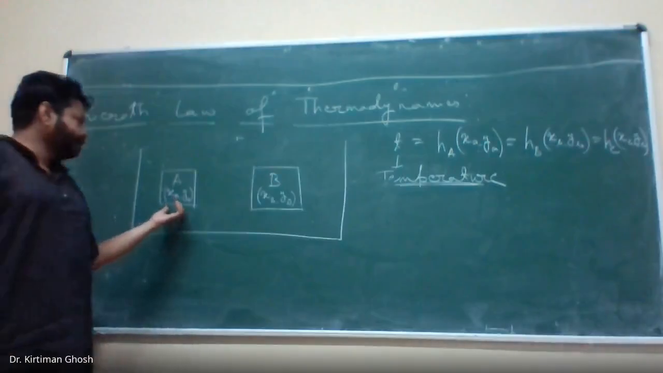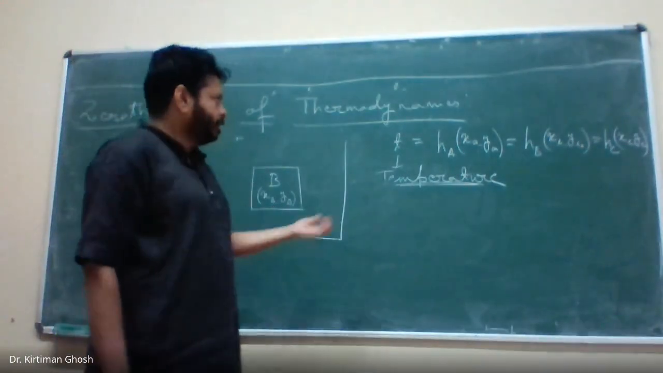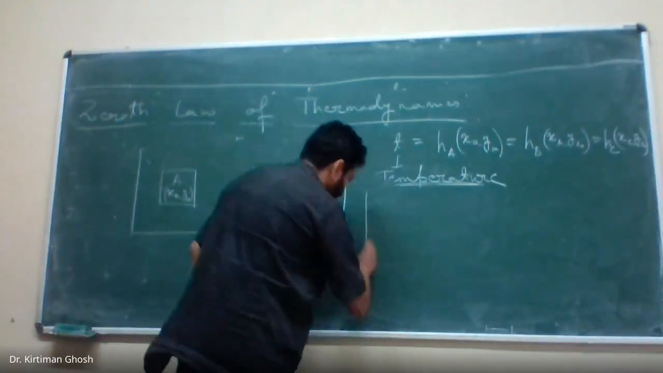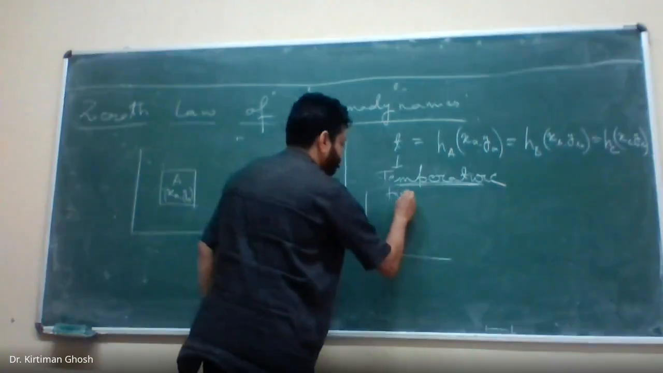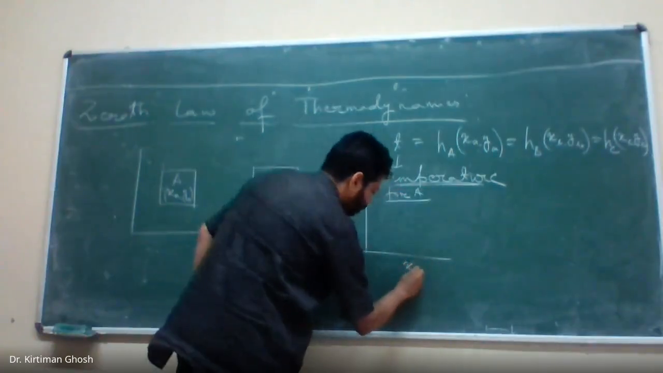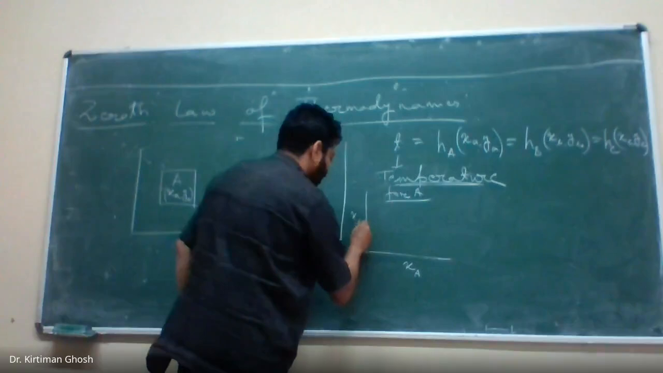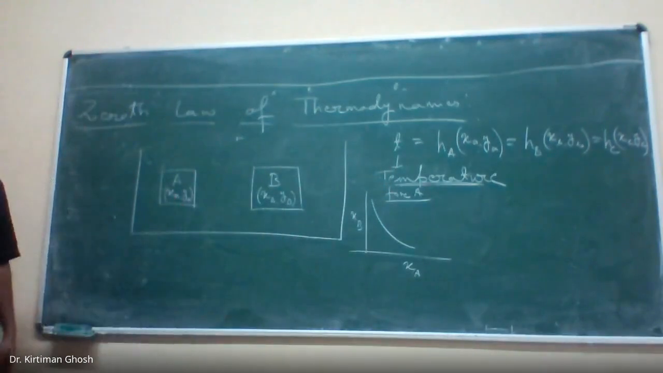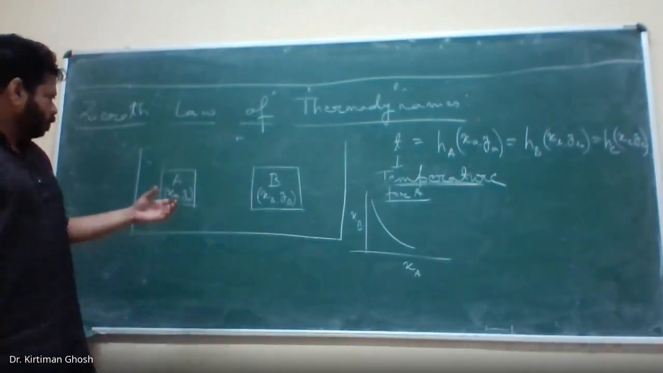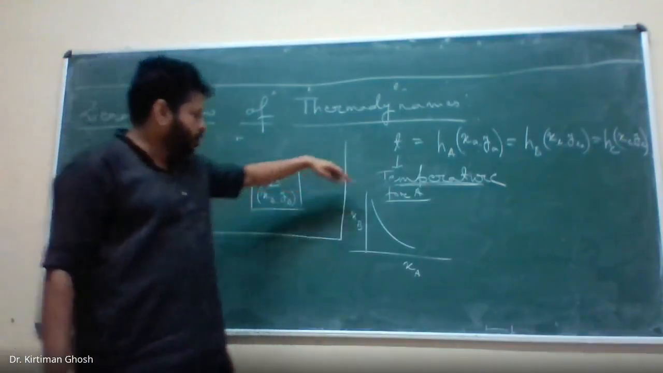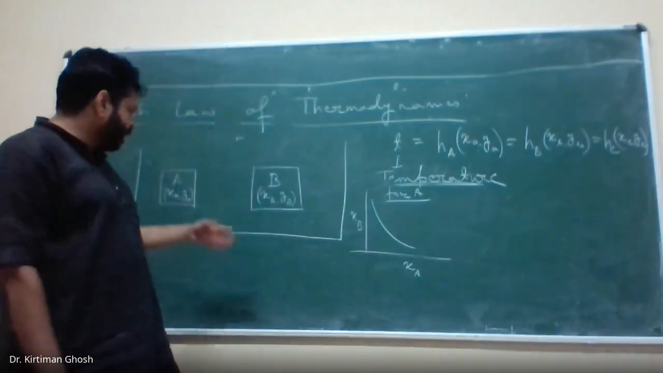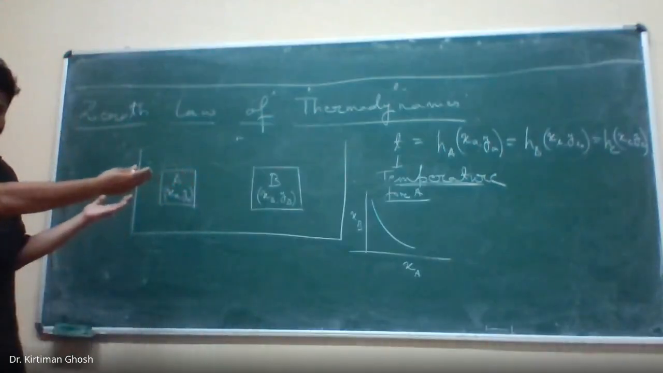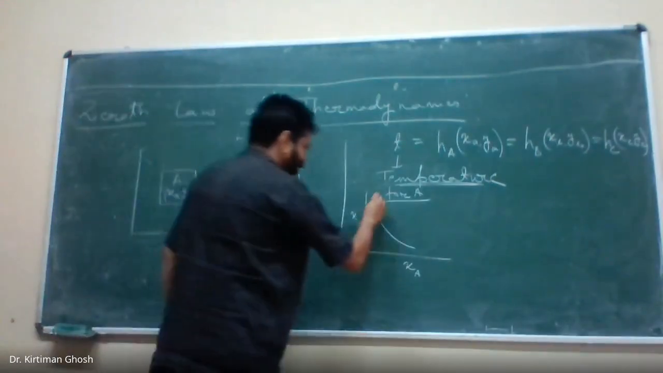If systems A and B are in thermal equilibrium with each other, then there should exist an equation like this. If I plot this equation, this will be my XA coordinate and this will be my XB coordinate. I will see that all possible values of XA and XB which are in thermal equilibrium with this heat bath will fall on a curve. If I change the temperature of this water bath, if I heat it up, I will obtain another curve.